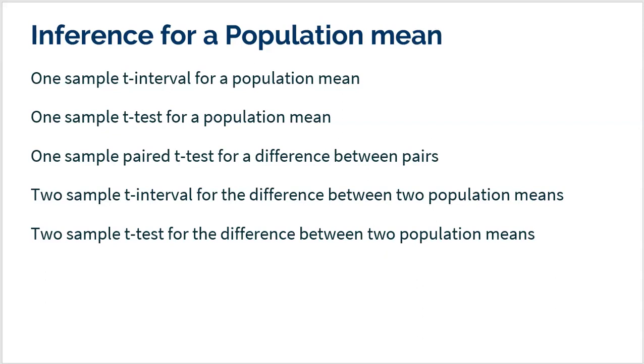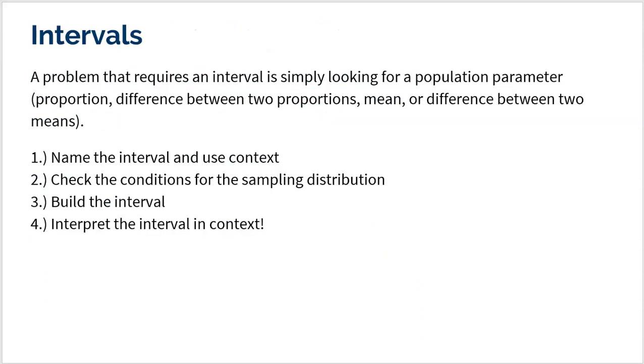We learned how to do a one sample t-interval for a population mean, a one sample t-test for a population mean. We even learned one of those one sample paired t-tests, one of those special t-tests for the difference between pairs, a two sample t-interval for the difference between two population means, and a two sample t-test for the difference between two population means. So the same idea, tests and intervals, and hopefully by now, again, we know what those are. So let's briefly review them real quick.